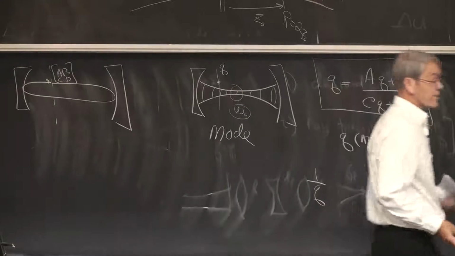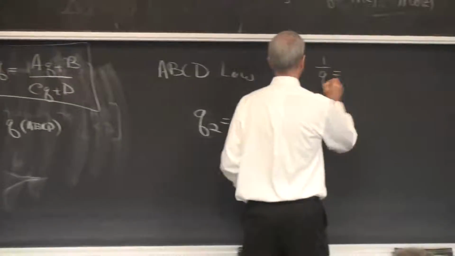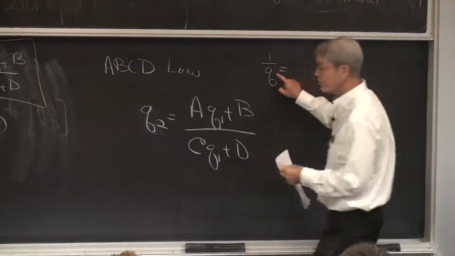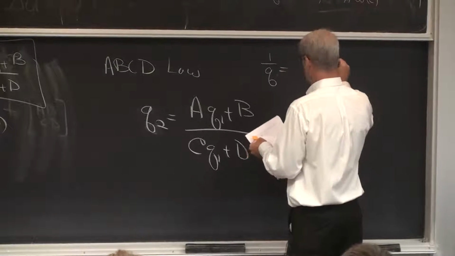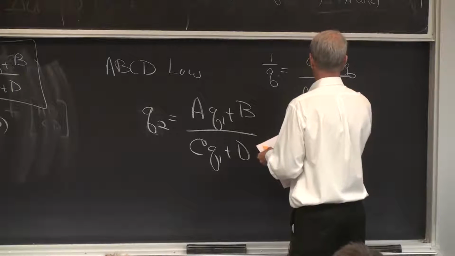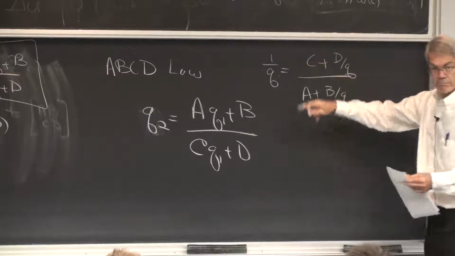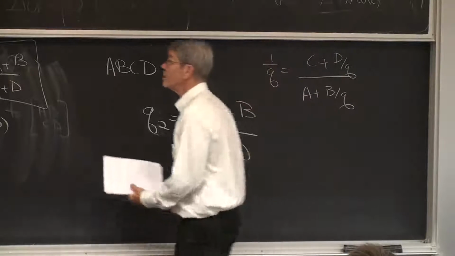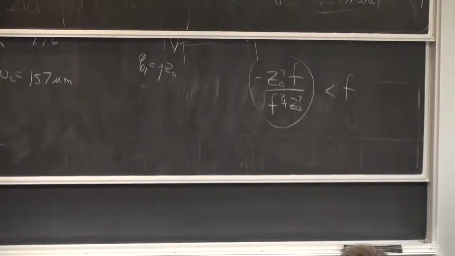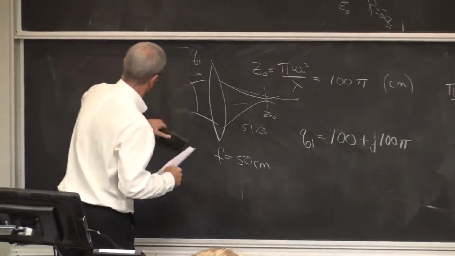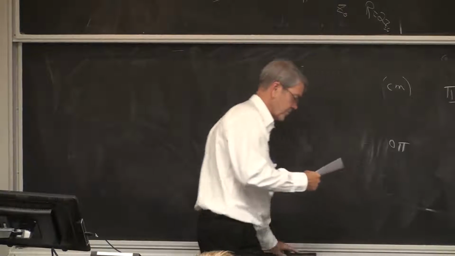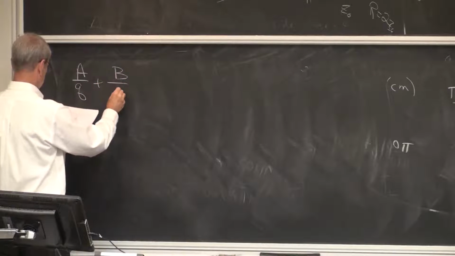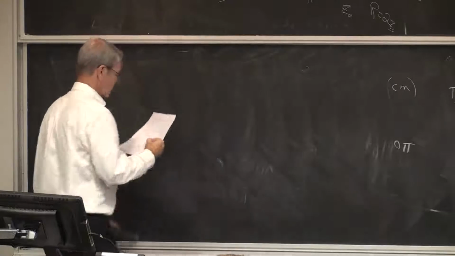And so that's why I gave you that other equation, 1 over Q, which I can never remember. Okay, so 1 over Q in the cavity is going to be C plus D over Q, divided by A plus B over Q. Let's expand that and solve it. I'll do it on the board here. Let's just do it.